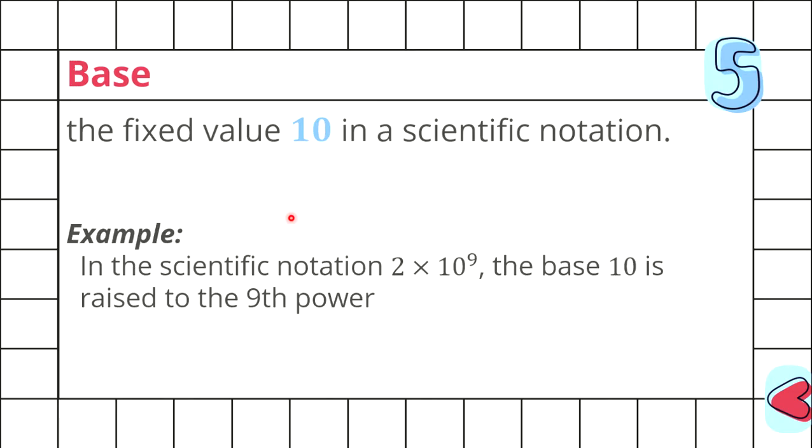Also, we have what we call the base. The base is the fixed value 10 in a scientific notation. For example, in 2 times 10 raised to 9, the base 10 is raised to the ninth power. Again, that is the fixed value, which is 10. That is our base.